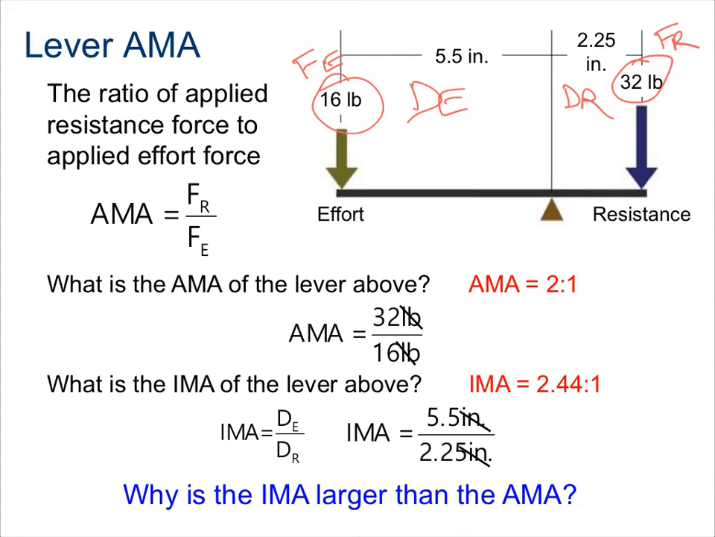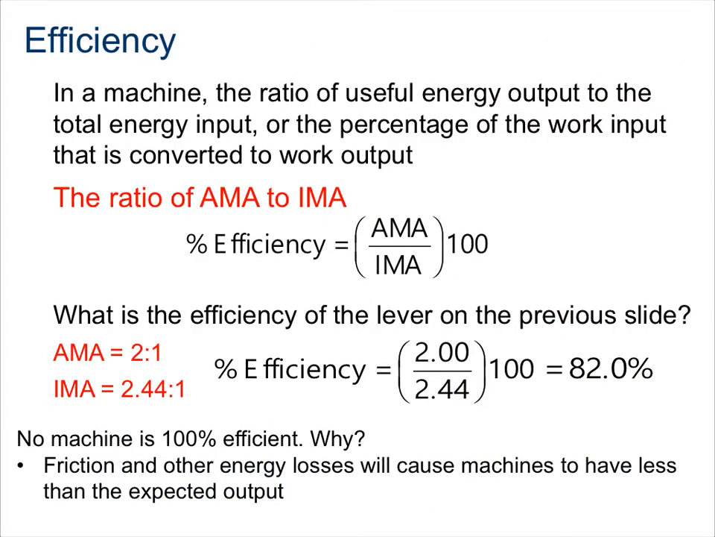When looking at the efficiency of a machine, it is the ratio of useful energy output to the total energy input, or the percentage of the work input that is converted to the work output. The ratio of AMA to IMA is going to help us determine its efficiency. To calculate efficiency in terms of a percentage, we're going to use the formula AMA divided by IMA times 100.